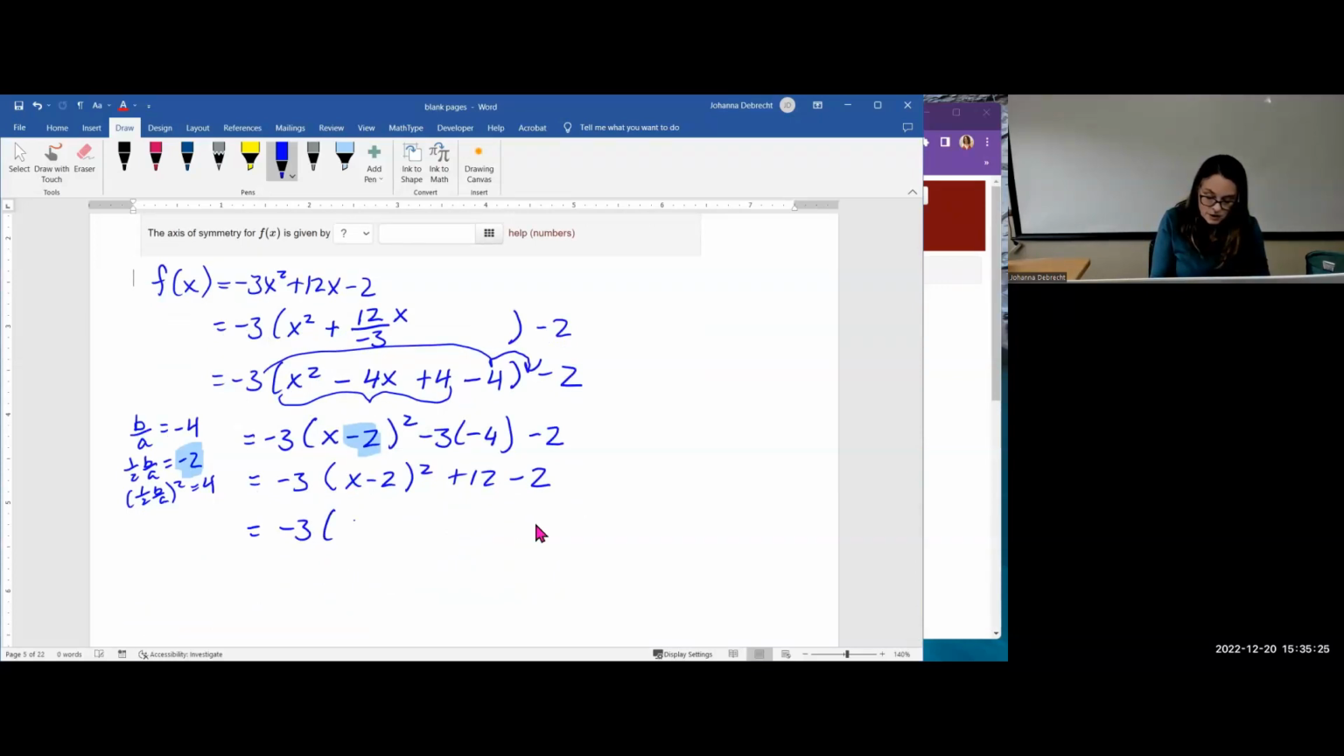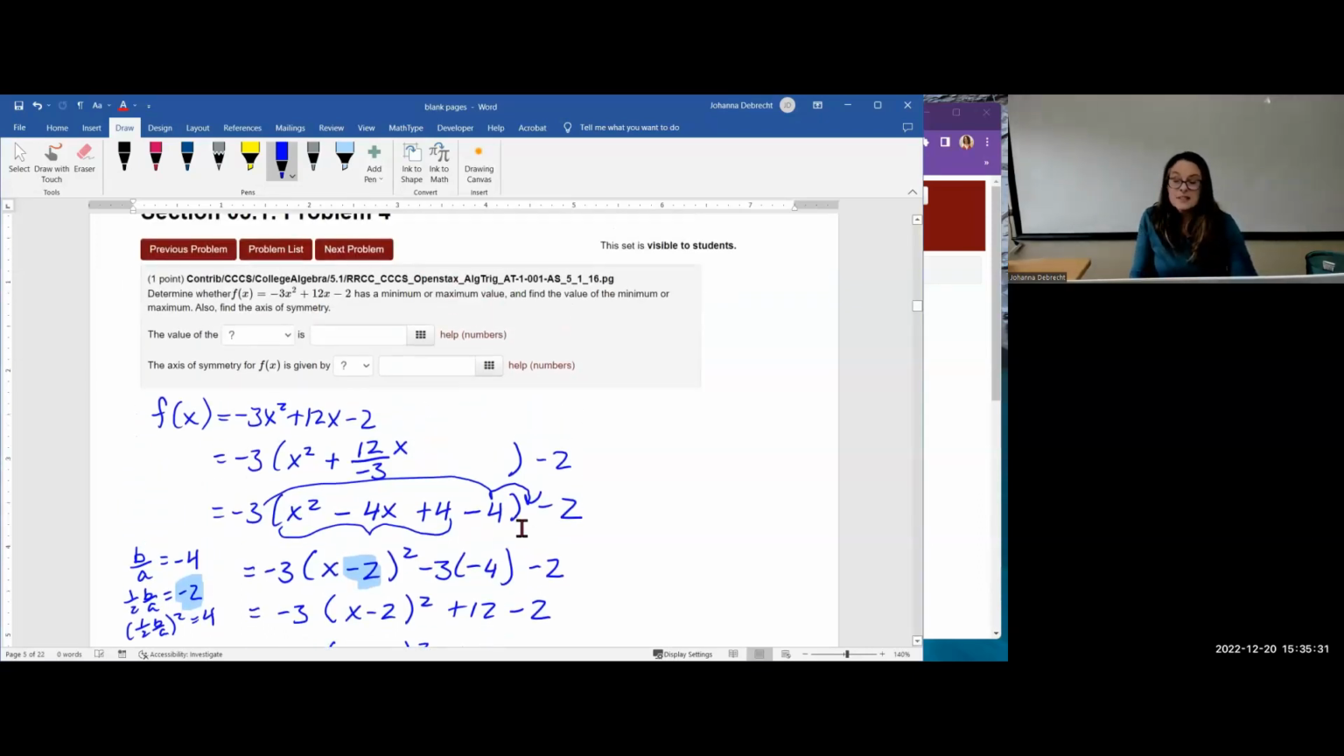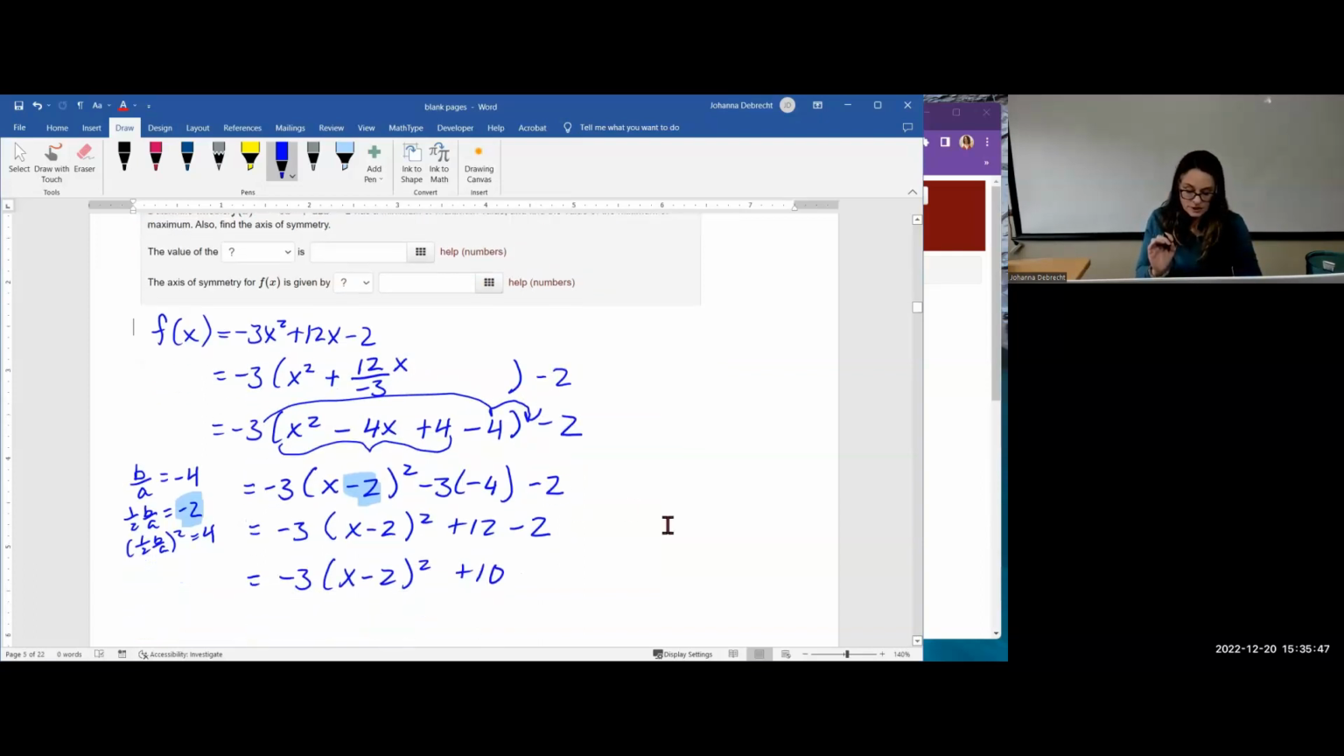So we have negative 3, x minus 2 quantity squared plus 10. Now let's go back to the problem and remind ourselves what we're looking for. It says it has a minimum or a maximum value. We want to find the value of the max or the min, and then find the axis of symmetry again. The value of the maximum or minimum is the y-coordinate of the vertex.